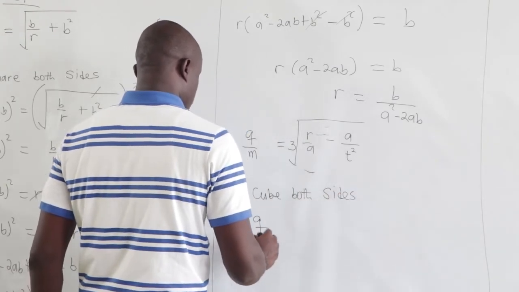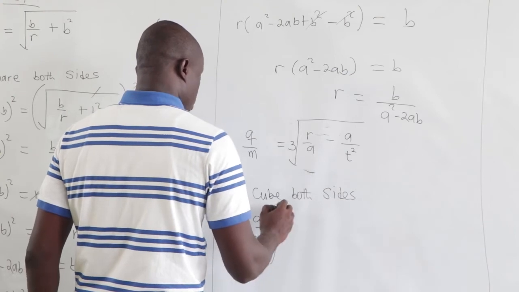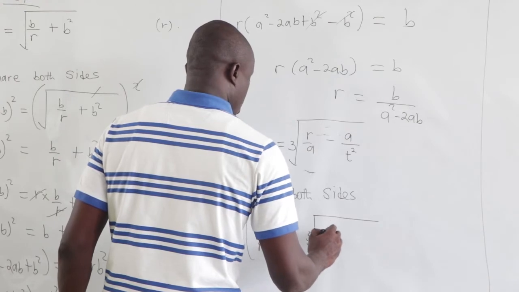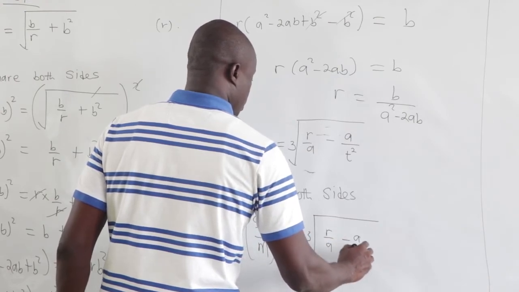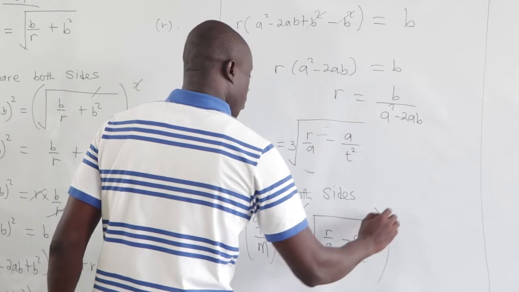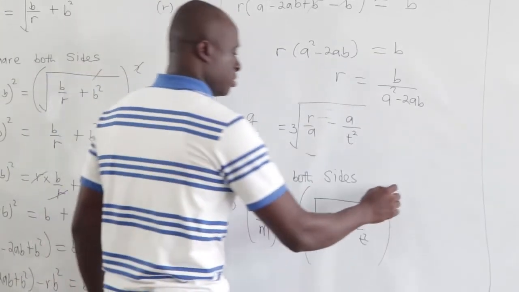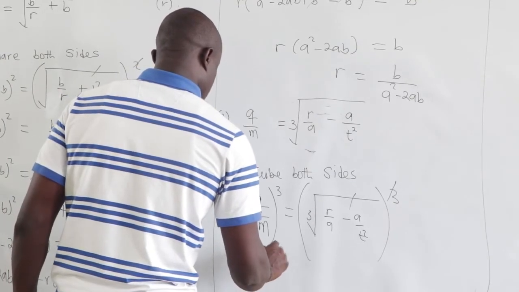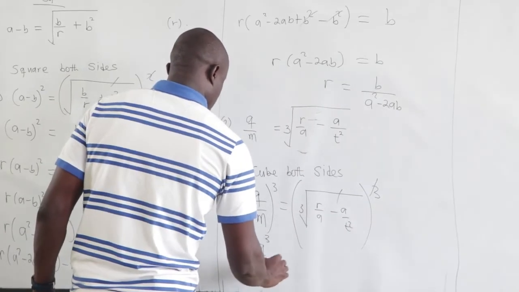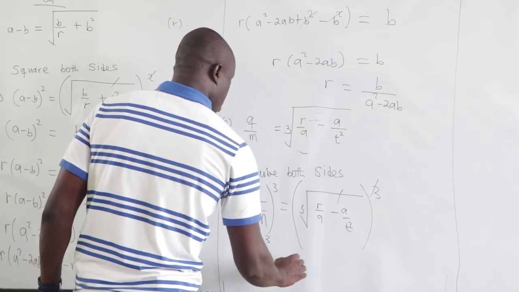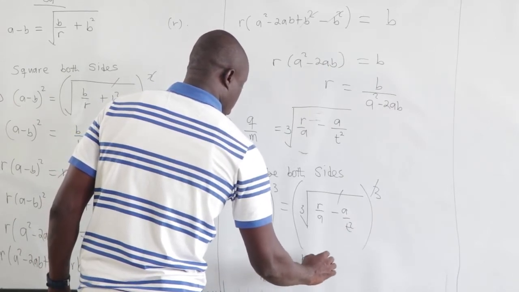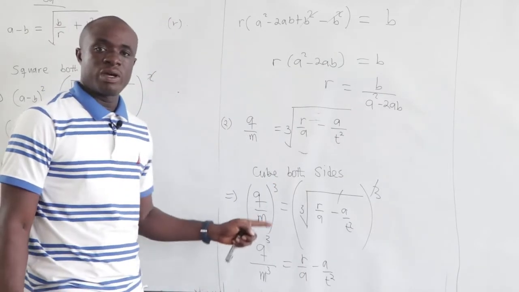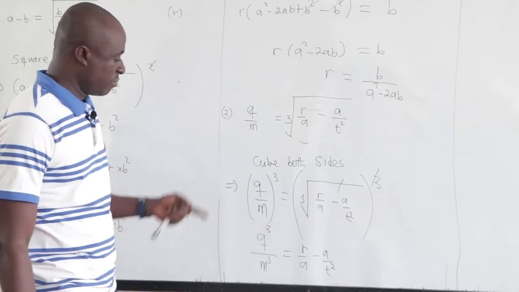So you have Q over M all to the power 3 equal to cube root of R over A minus A over T squared, all cubed. We cube both sides, so this will cancel out that. This will give us Q to the power 3 all over M to the power 3 equal to R over A minus A over T squared. If you have A over B all to the power n, it is A^n over B^n.